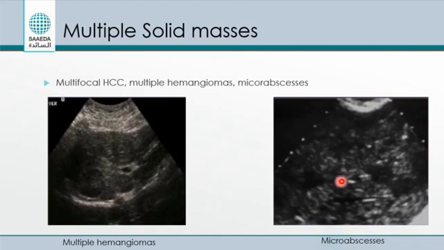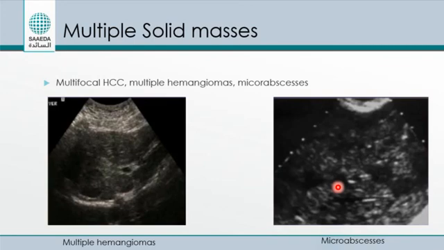Again, in this case, multiple solid masses. It was a multifocal hepatocellular carcinoma. You can see here and here and here. Multifocal hepatocellular carcinoma. Here, this was an immune-compromised patient presented with multiple microabscesses in the liver. These are just other causes of multiple solid liver masses. But 99% of the times, it is metastasis.